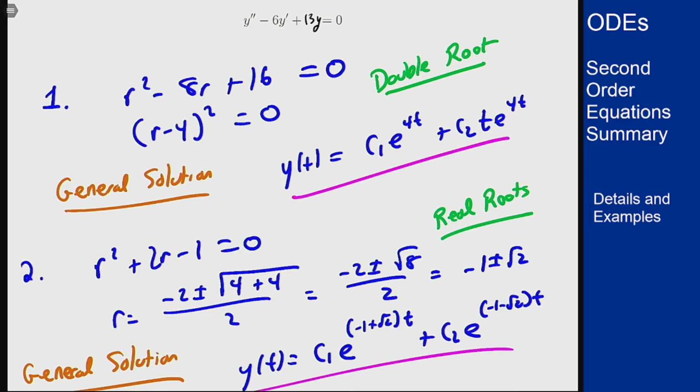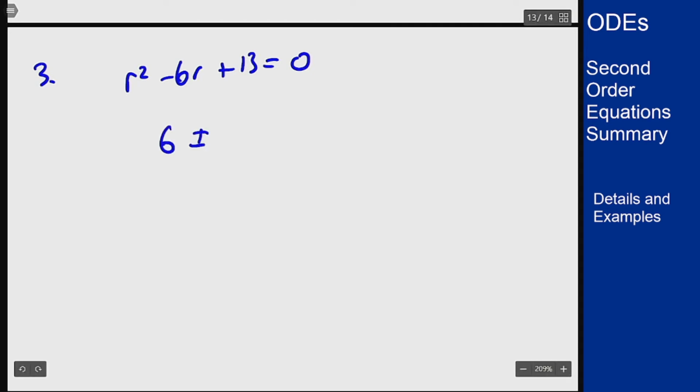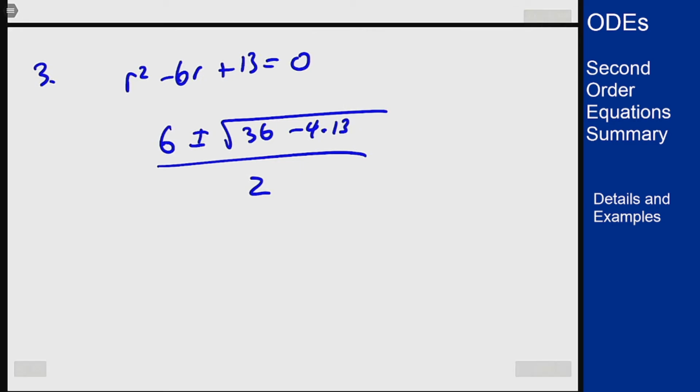y double prime minus 6y prime plus 13y equals 0, which gives us a characteristic equation of r squared minus 6r plus 13 equals 0. This doesn't factor, so let's try the quadratic formula. We will get -b, so 6, plus or minus the square root of b squared, which is 36, minus 4ac, which is minus 4 times 13, all over 2. 4 times 13 is 52. 36 minus 52 is -16. This is 6 plus or minus square root of -16 over 2.